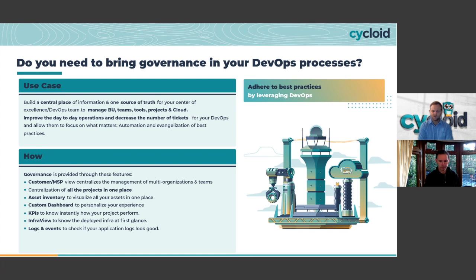So on one platform, you can host as many customers as you want as an MSP and SI. Then there is a centralization of all the projects in one place, which means all the deployments are managed in a single view. There is also asset inventory, where you can browse through all the assets that are deployed on the different cloud providers.